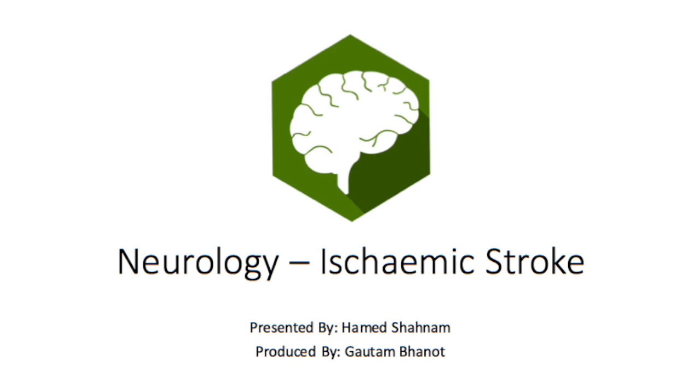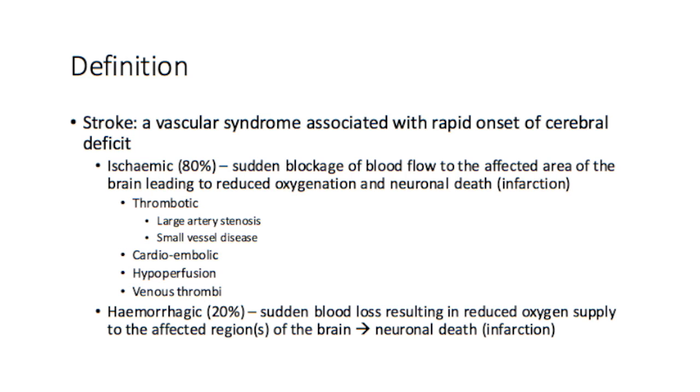In today's episode we'll be discussing ischemic stroke. So what is ischemic stroke? It's defined as a vascular syndrome associated with rapid onset of cerebral deficit, and it can be broadly divided into two categories: ischemic, which accounts for 80% of strokes, so that's where you get a sudden blockage of blood flow to the affected area of the brain, leading to reduced oxygenation and neuronal death.